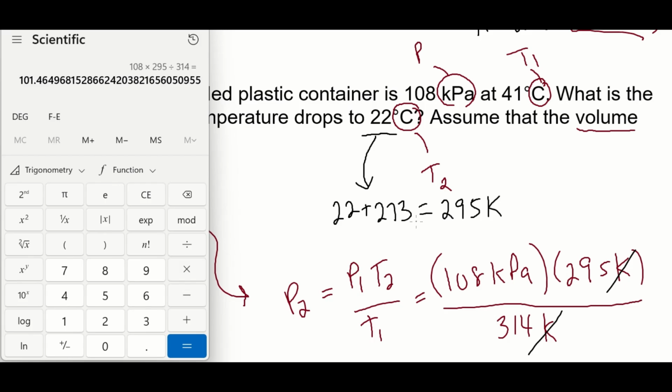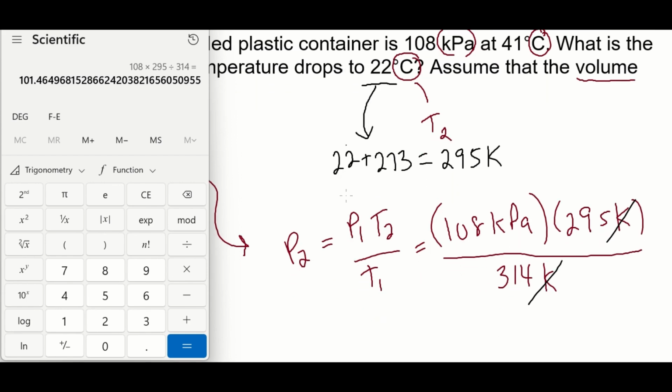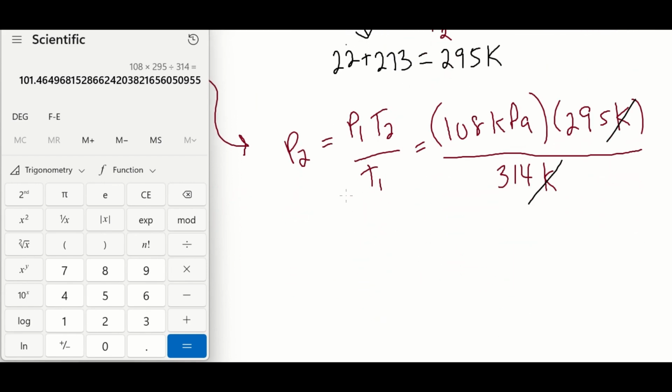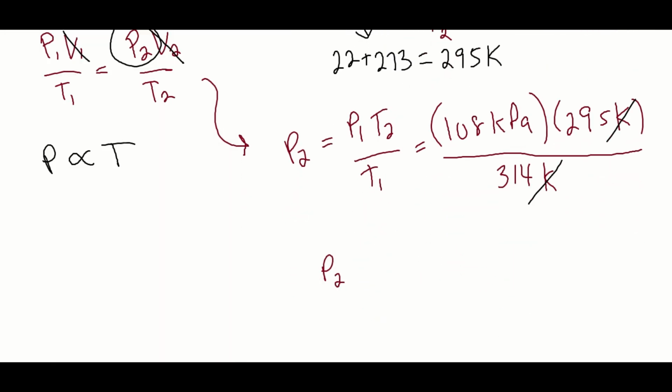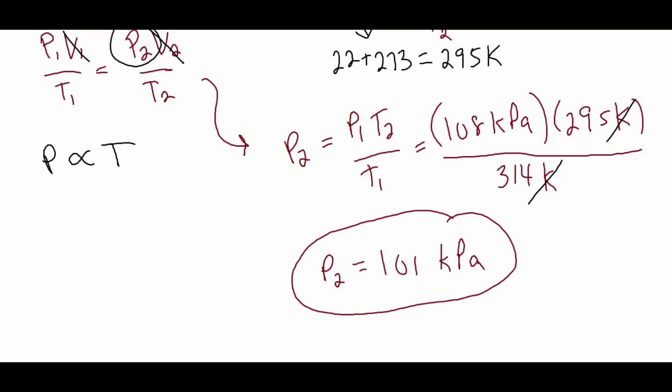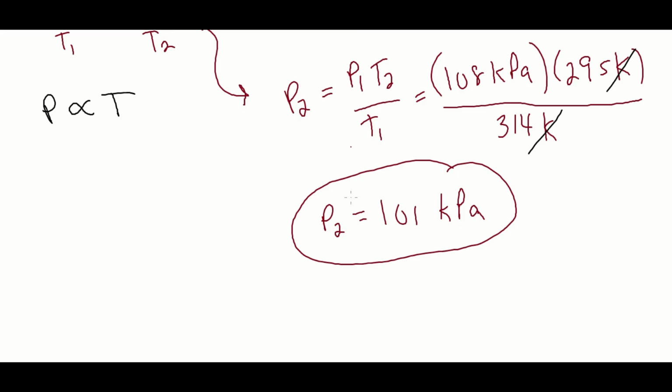Our answer should have 3 sig figs, because each of our measurements given have 3 significant figures on absolute scales. So 101 kilopascals is our answer, which is about 1 standard atmosphere pressure. So let's see if this makes sense. Our original gas lowered in temperature, so our pressure should also have decreased, and it did. It went from 108 to 101.